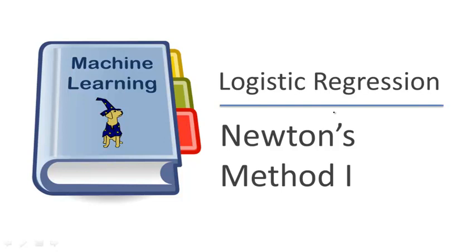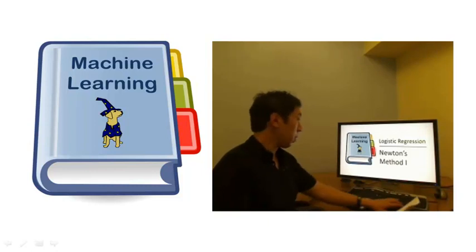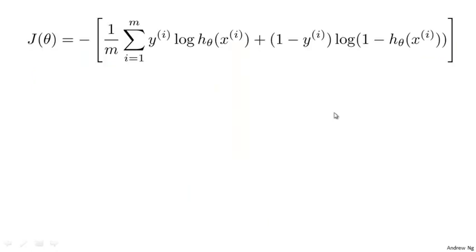We've talked about the logistic regression model and the cost function, and you already know how to use gradient descent to minimize the cost function. In this video, we'll talk about a different algorithm called Newton's method, which can sometimes be much faster than gradient descent. This is a cost function for logistic regression, and we would like to minimize J of theta as a function of theta.